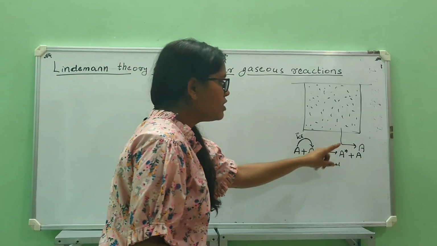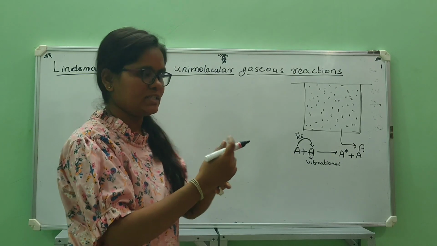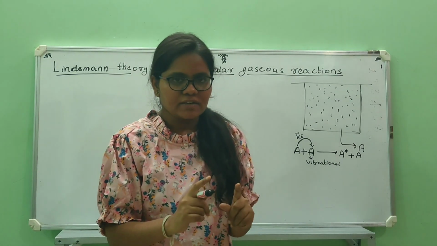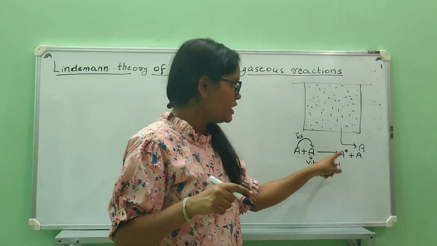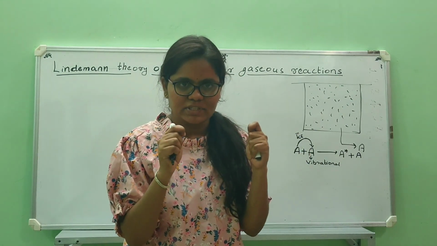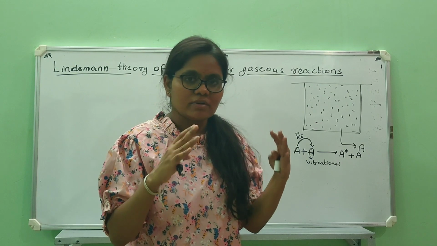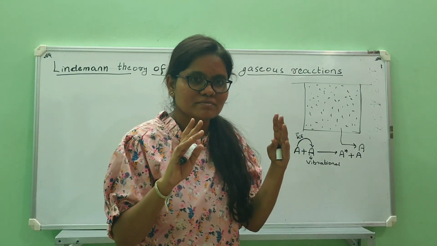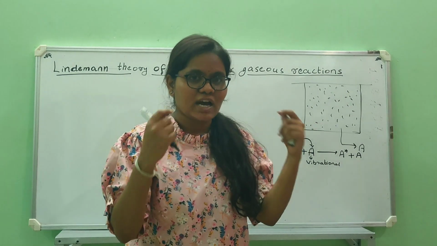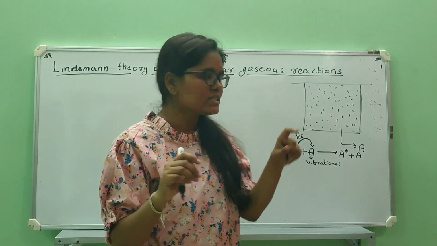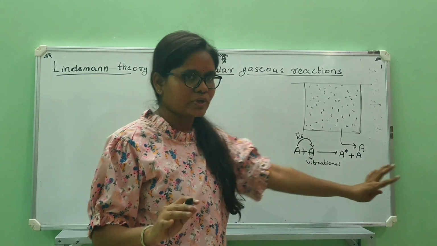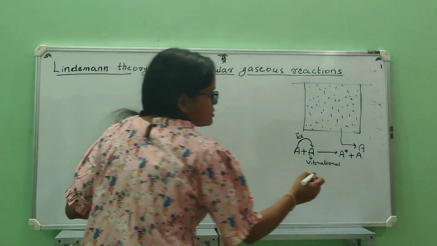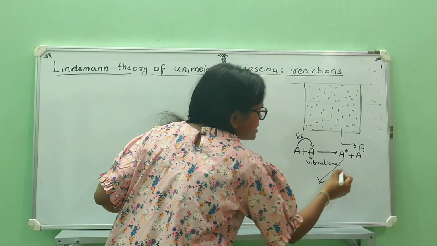Now A star will be in its higher vibrational energy state. When A star is in a higher vibrational energy state, what will happen? The bonds in this molecule A star will vibrate with higher frequency. If the bonds vibrate with higher frequency, there is a chance that those bonds break and the molecule can decompose. So there are two possibilities with this A star. Let us see what they are.